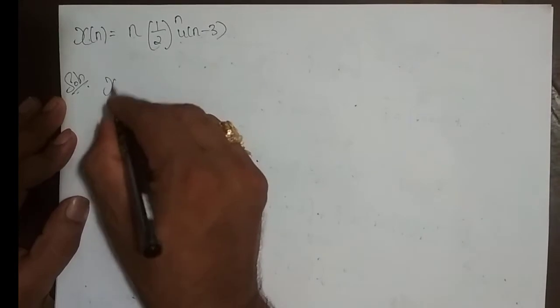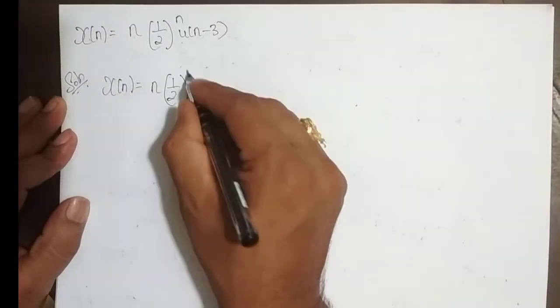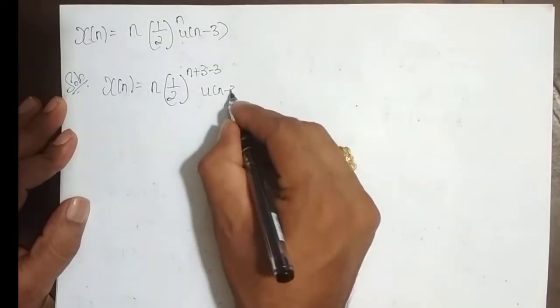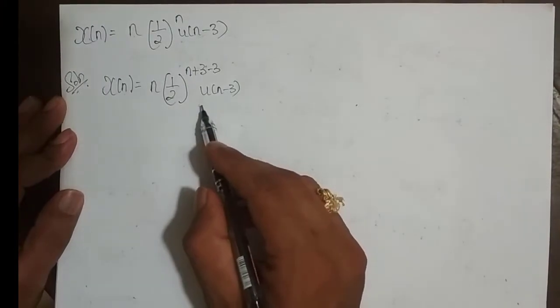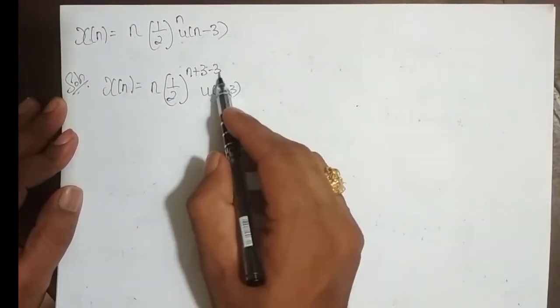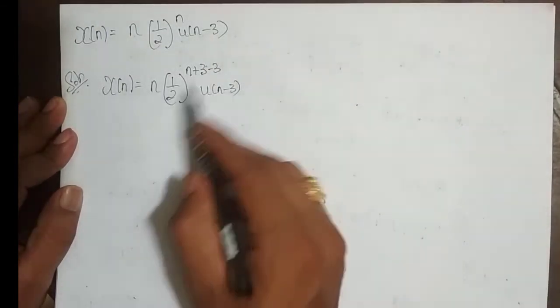So we can write this sequence as x of n is equal to n into 1 by 2 power n plus 3 minus 3 into u of n minus 3. Since I'm planning to use the time shift property, I just added and subtracted 3 here, so that this will match with n minus 3 here and n minus 3 here, and I can separate the other part out.